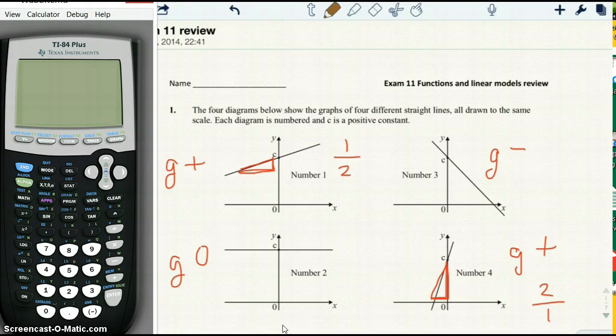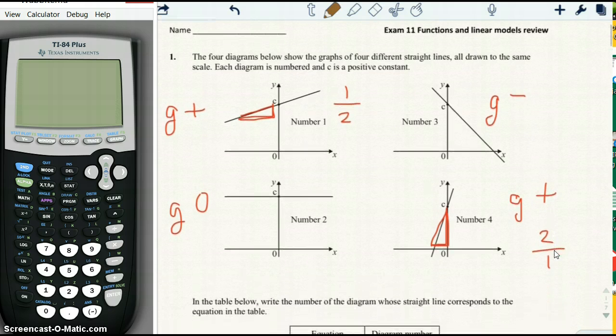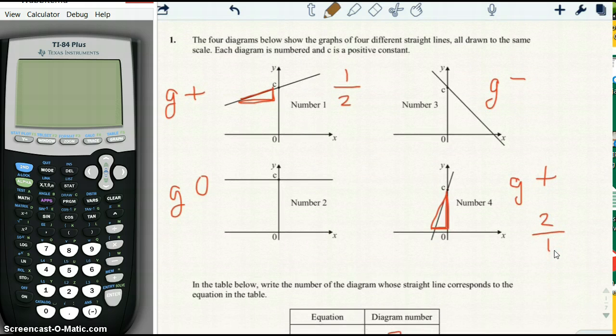Here's the video with the solutions for functions and linear models. The first problem is one where you don't need the calculator. Basically, you're looking at each one of these lines and trying to figure out which line equation corresponds to it.